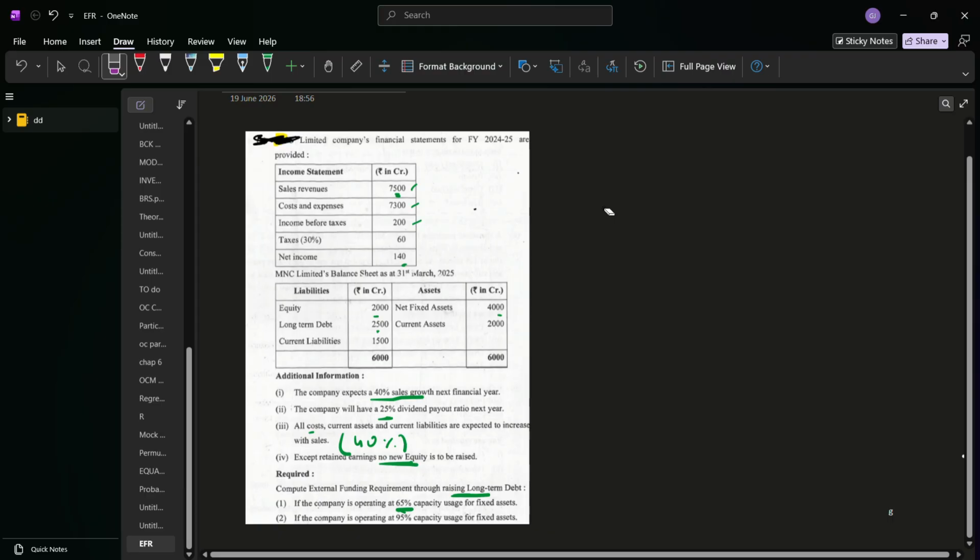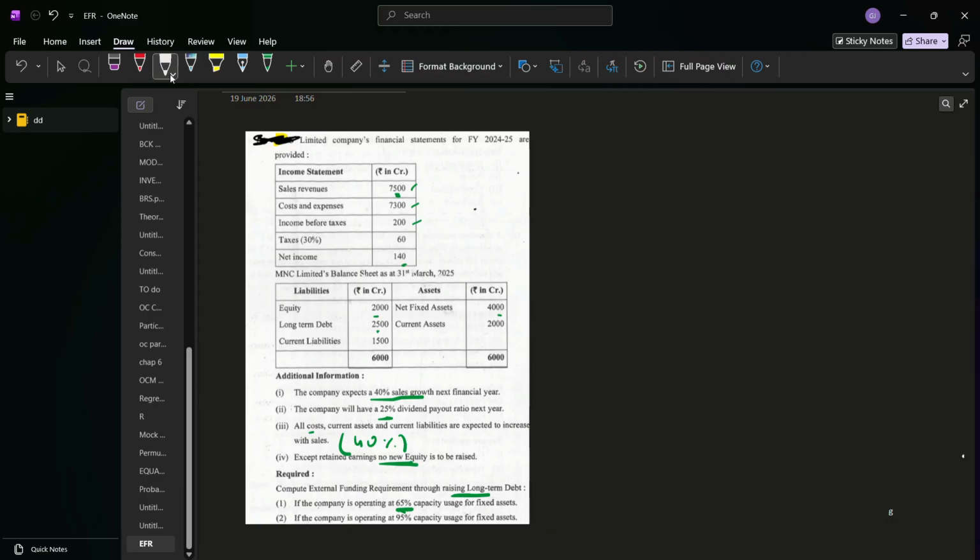So let's continue with the second part. In the first part, we did the first part of the question, which is if the company is operating at 65% capacity usage for fixed assets, how we are going to do at 95%. And this is interesting because here we are actually going to, as you will see, borrow the debt. Okay, so let's start again.